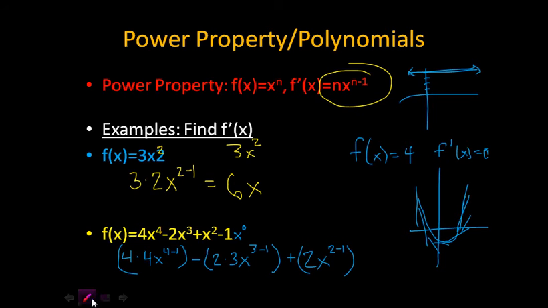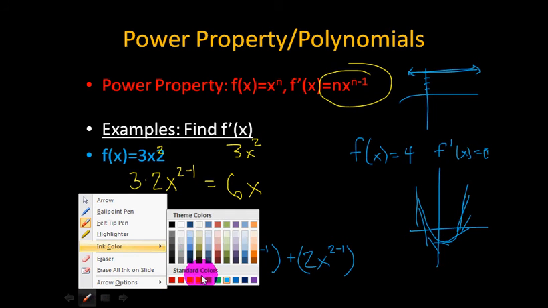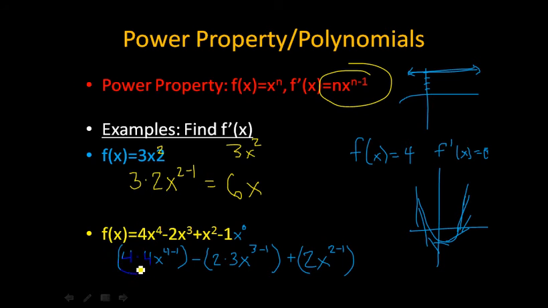But back to the original problem. So to simplify it further, 4 times 4 is 16, x to the 4 minus 1, which is 3, minus 2 times 3 is 6, x squared, plus 2x. So that is the derivative of f of x. And that is the derivative there.